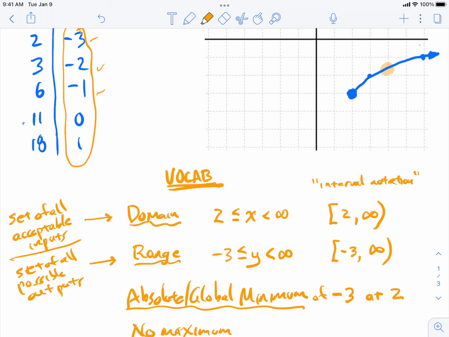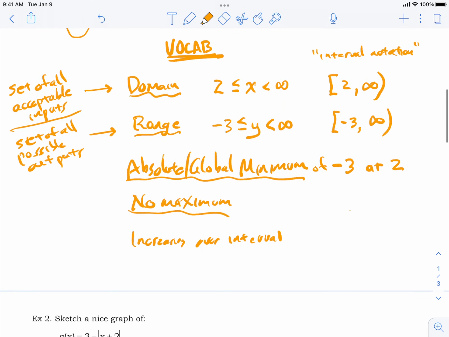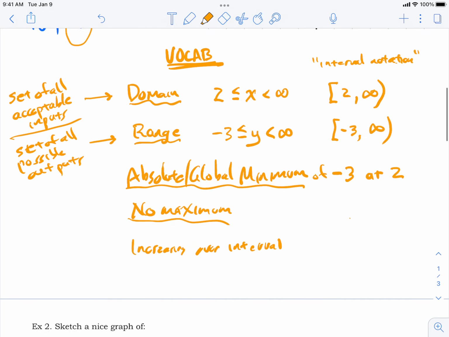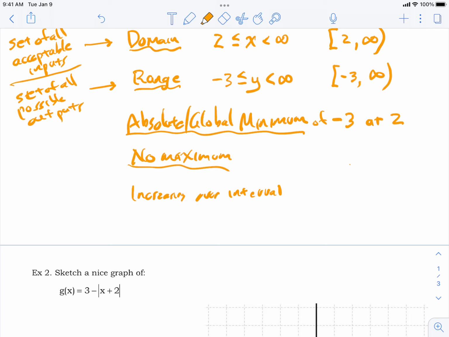Get it? It's increasing because it's going up. As you go to the right, it's going up. So increasing over the interval, and by the way, what is that interval? It starts at 2 and it goes up to infinity. So I suppose you could write it x greater than 2, or if you want, you could write it 2 to infinity.